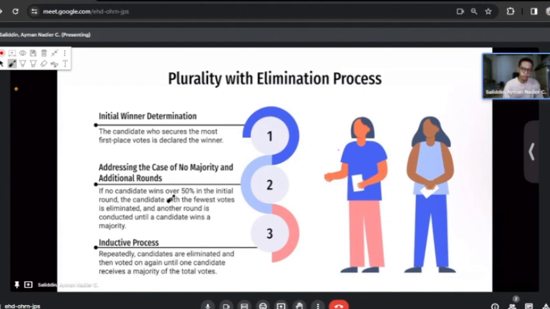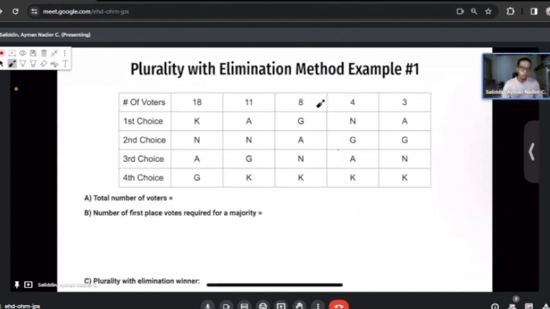So if the first place voter or the winner doesn't have 50%, then we're going to have to go to additional rounds until someone has more than 50%. That's the difference between the plurality with elimination and plurality alone, right? So let's give you guys an example.